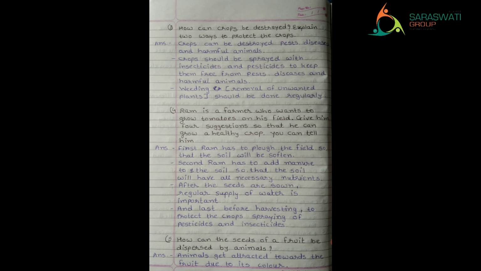मतलब अगर हमें क्रॉप को बचाना है तो उसके ऊपर क्या करना पड़ेगा? We just have to spray the pesticides and insecticides, right? So it will be free from pest, disease and harmful animals. Okay. The other method is weeding. You can see in the bracket I have written the meaning of it. Removal of unwanted plants. तो जो plants हमें चाहिए ही नहीं, अगर वो अपने आप उग जाते हैं तो we just have to remove it. So removing of unwanted plants is weeding. So weeding should be done regularly.